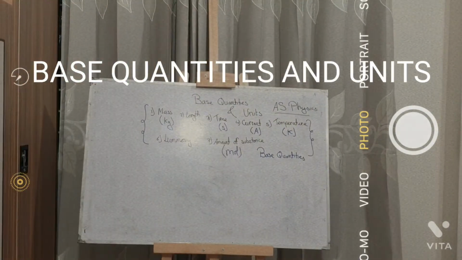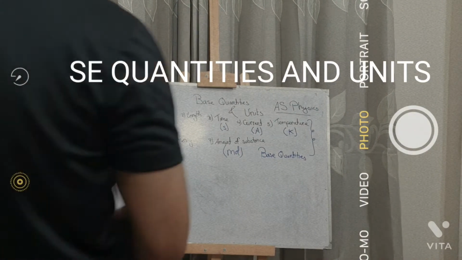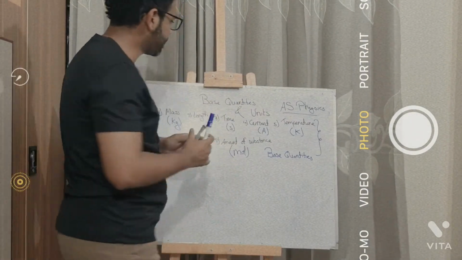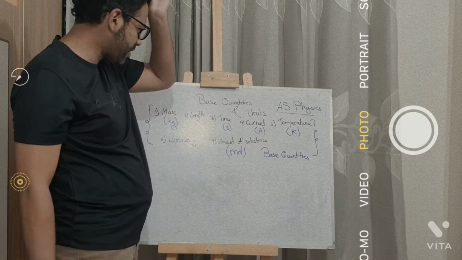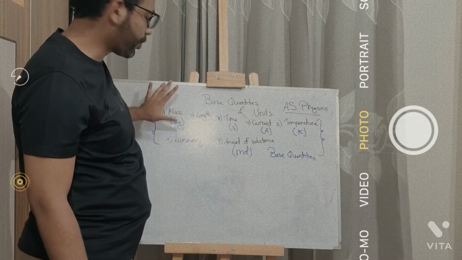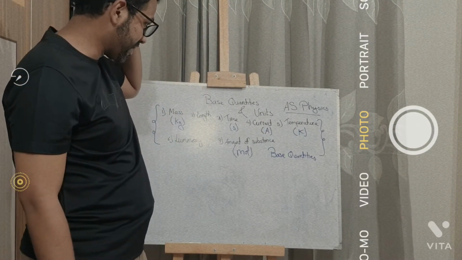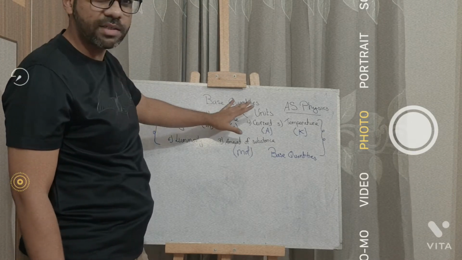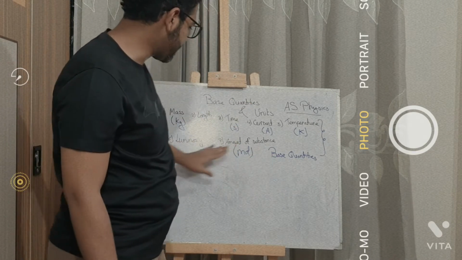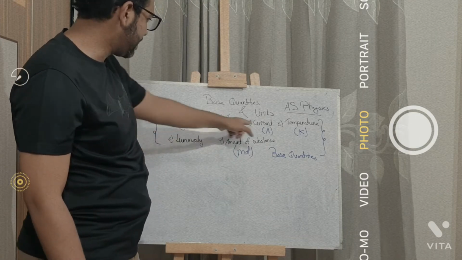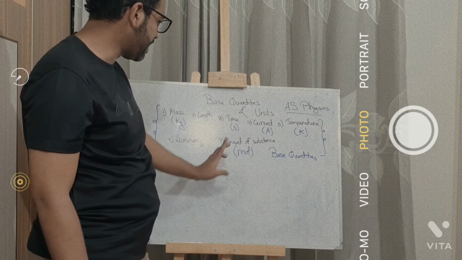The first topic that we will be discussing today is base quantities and units. Okay? So this will be the first topic for AS, base quantities and units. The first thing that we are going to discuss, you have already learned it in O levels. The basic quantities that we use, the base quantities, there are 7 of them. Mass, length, time, current, temperature, luminosity and amount of substance.